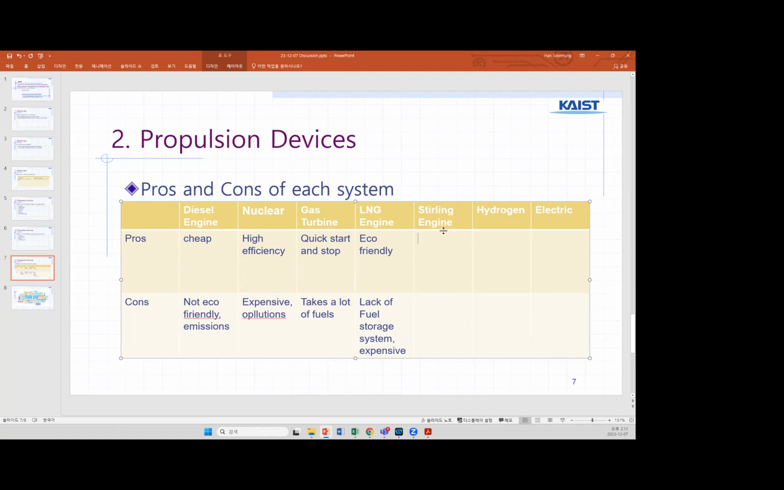What about the Stirling engine? Some ships use the Stirling engine for its high efficiency, because we learned that the Stirling engine is the second highest efficiency system in the world. So the pro is high efficiency. And what is the con of the Stirling engine? Maybe it's not powerful enough. Yeah, it is very slow to get high power, and it is not that powerful, so it doesn't go faster.